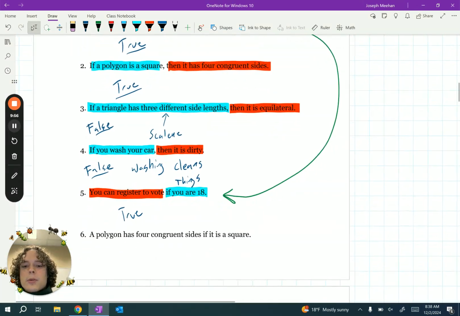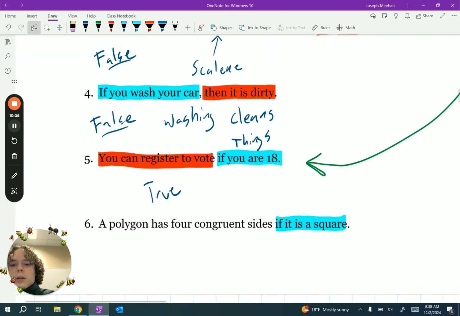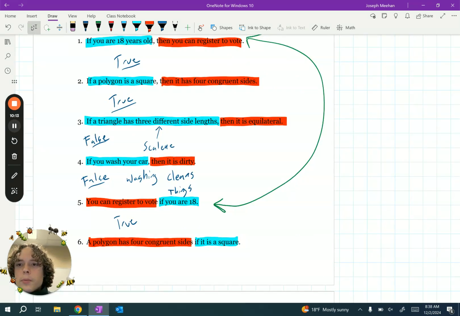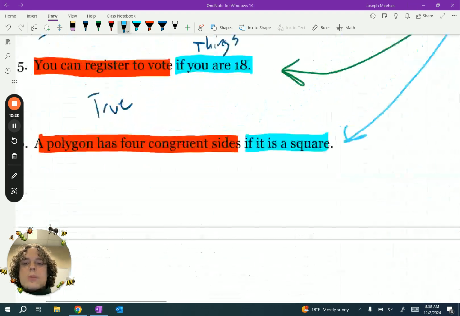Number 6 says a polygon has 4 congruent sides if it is a square. Again, it's kind of in that funky order. If it is a square is the hypothesis, and that came second. That means this first part, a polygon has 4 congruent sides, is the then, that's the conclusion. And then if you look at number 2, number 2 and number 6, they're the same thing, right? Number 6 is just a different worded version of number 2. So that's the same problem. A polygon has 4 congruent sides if it is a square, that has to be true.